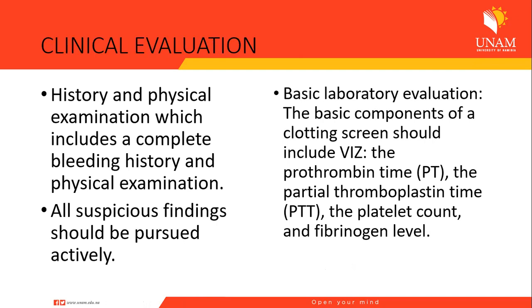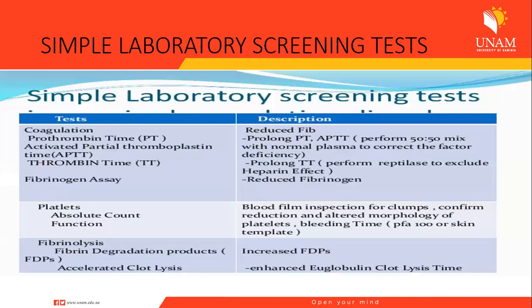So when you have a patient with coagulopathy or DIC in pregnancy, history and physical examination, which includes a complete bleeding history and physical examination, is important. You must always pursue any suspicious findings. Don't forget that basic laboratory evaluation, like I mentioned before, the prothrombin time, the partial thromboplastin time, platelet count, and fibrinogen level should immediately be made available for interpretation. These are simple laboratory screening tests, all right?